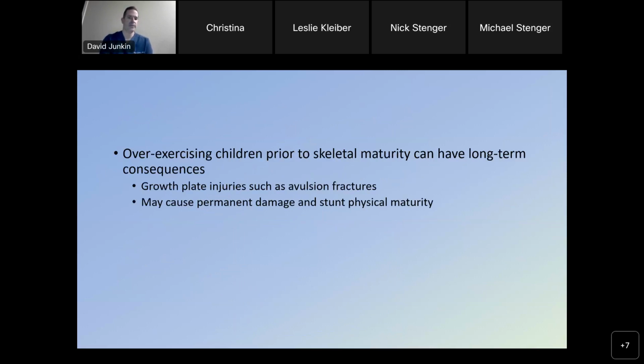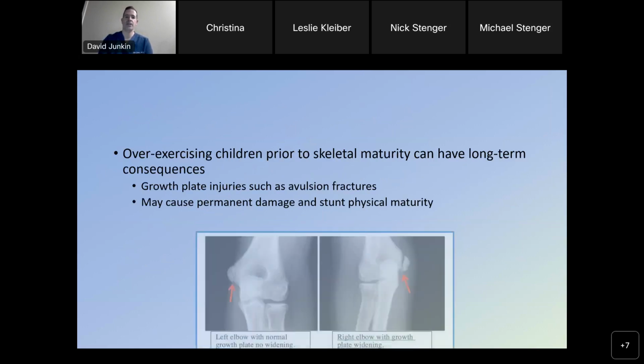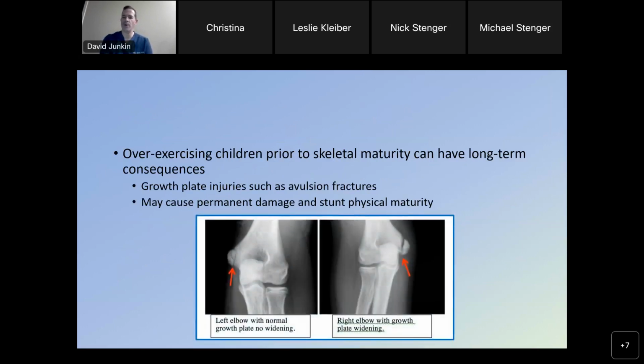And with the younger children, it's more concerning with these poor mechanics getting worse with time, but also the consequences of these chronic injuries, which can lead to permanent damage. Because remember, their tissues are still growing. This is an elbow, for example. On the left side is the normal growth plate on the medial side of the elbow. And then on the right side, you can see that the growth plate is a little bit wider there, demonstrated by the arrow. And that's just from chronic stress.